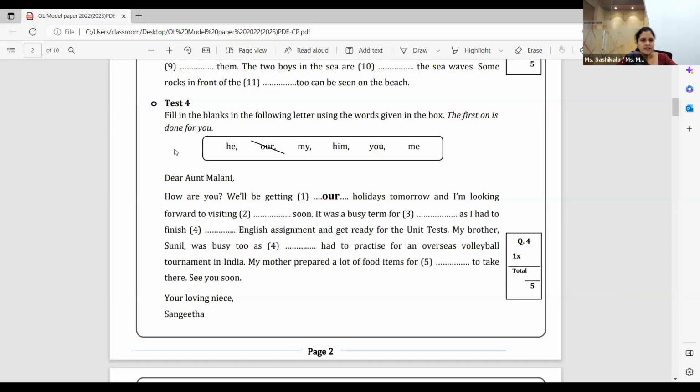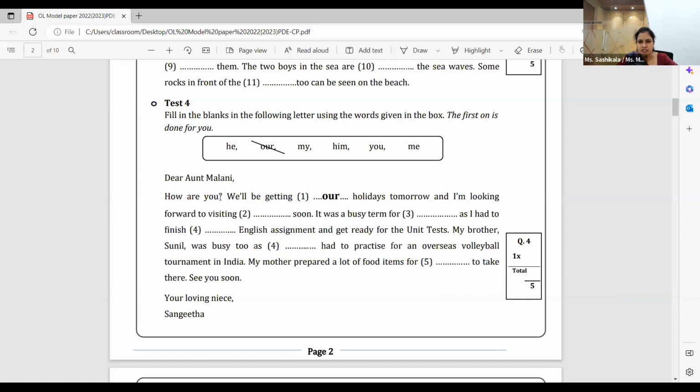Dear Aunt Malani, how are you? We will be getting our school holidays tomorrow, and I'm looking forward to visiting you soon, because you should come at the end as well as the object pronoun. Right? I'm looking forward to visiting you soon.